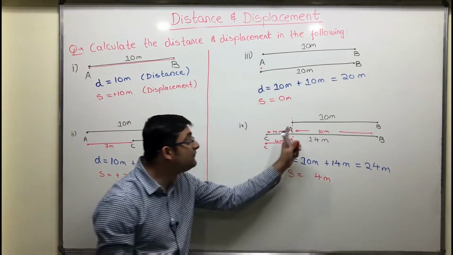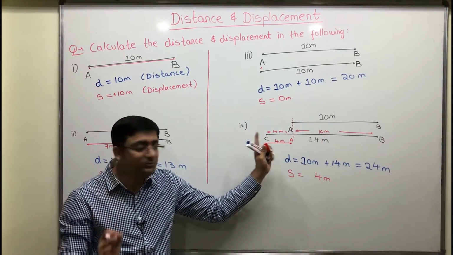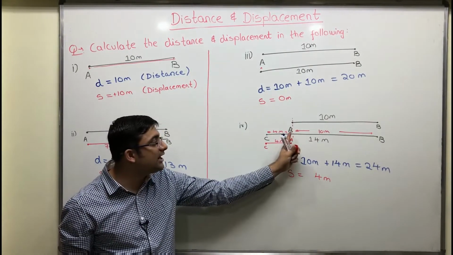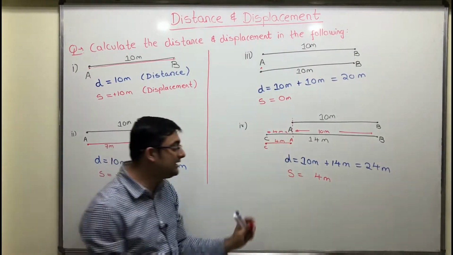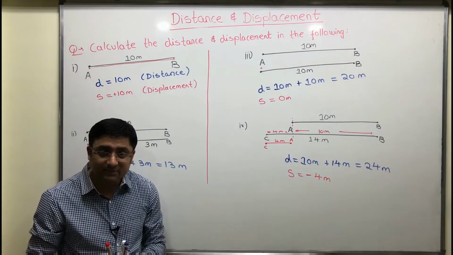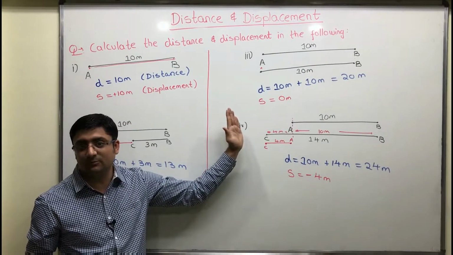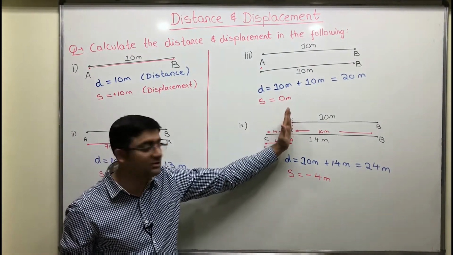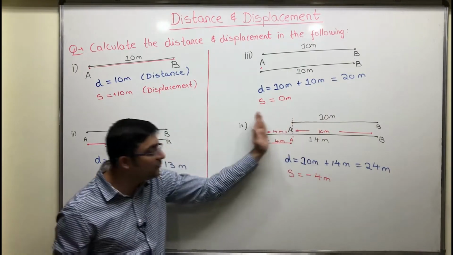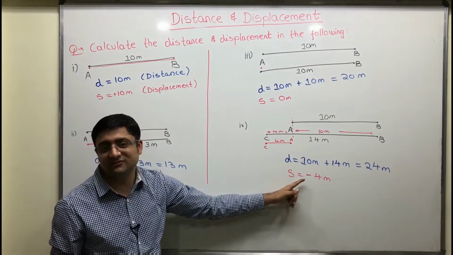Now see, I've gone from the right of A to the left of A. So what is my final position? To the left of A. So like I told you, left of the original point is minus. So displacement is minus 4 meters. I repeat guys, why have I put a minus over here? We have gone to the left of the starting point. See, starting point is your origin. Towards the right positive, towards the left negative. So because we have gone left of the starting point, hence minus 4 meters.